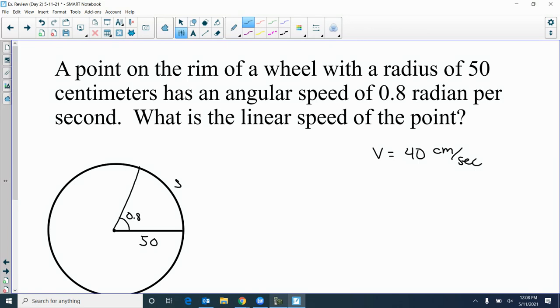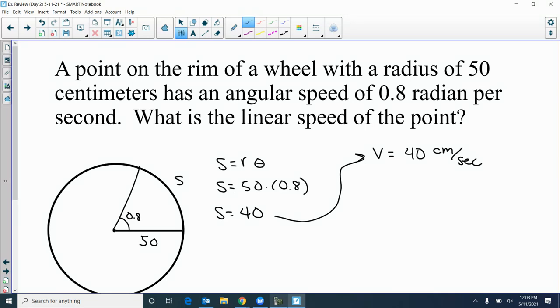Well, what's the formula for S, R and theta? S equals what? R times theta. If theta is in radians, is our angle in radians? Yeah. So all we have to do is, in this case here, take 50 times 0.8, and 50 times 0.8 will give me 40. That'll be the arc length. Since it travels 0.8 in 1 second, it'll travel 40 centimeters in a second, and that means we can indicate that its speed would be 40 centimeters per second on that one.